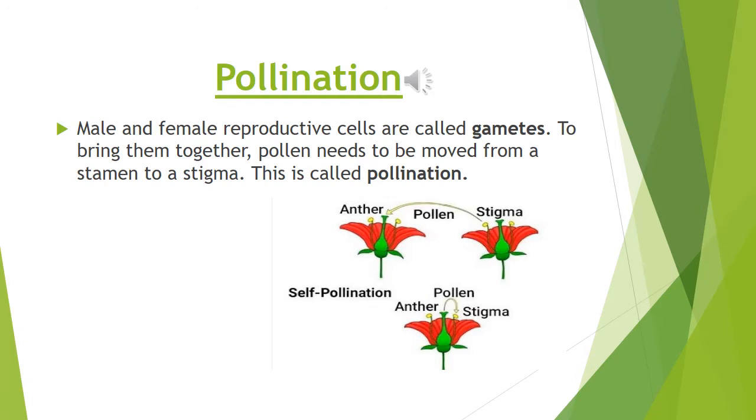Self-pollination occurs when the pollen from the anther of one flower is transferred to the stigma of the same flower or to the stigma of another flower on the same plant. Flowers may be pollinated by wind or by animals such as insects, birds, and bats.